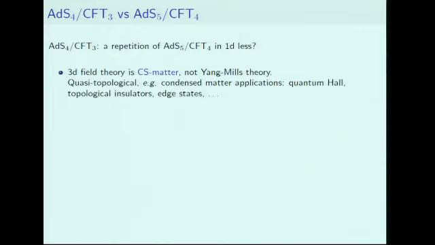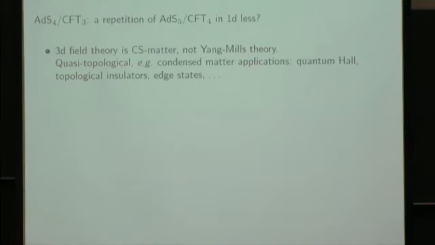First of all, the three-dimensional theory, and you can think of the ABJM example, is a Chern-Simons matter theory, not a Yang-Mills theory. And so in particular, it contains a topological sector. For this reason, people have considered applications of this theory to condensed matter problems, for instance quantum Hall, topological insulators, or systems that can realize edge states, and so on.